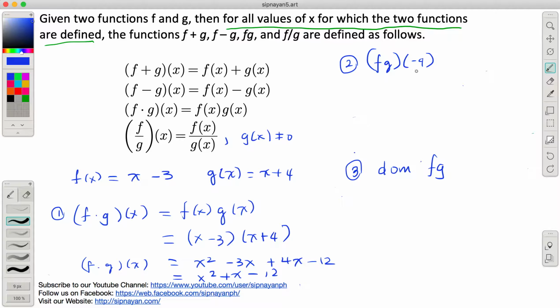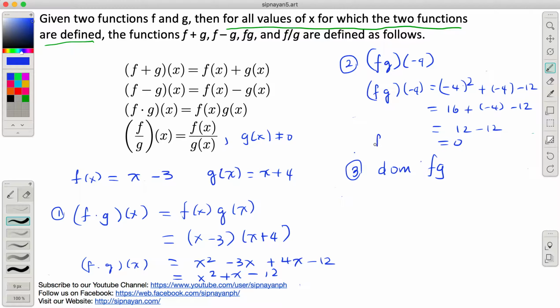Yung ating f times g of negative 4, we can just substitute dito, di ba? This is our f times g of x. So mag-substitute lang tayo, f times g of negative 4 is equal to negative 4 squared plus negative 4 minus 12. So this is 16 plus negative 4 minus 12. 16 plus negative 4 is 12, minus 12 is equal to 0. So, ang fg of negative 4 natin ay 0.